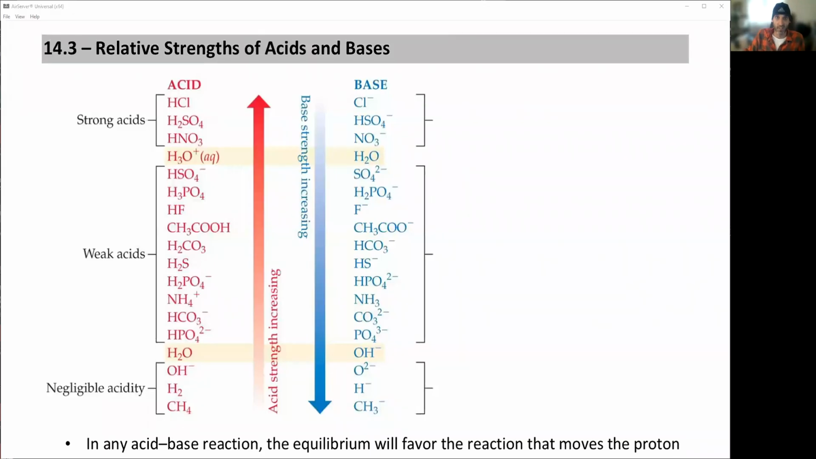Okay, so we're going to talk about the relative strengths of acids and bases. You're going to see a chart like this quite often. And the idea here is that you can't be both a good acid and a good base. You have to be good at one thing or the other, or okay at both.